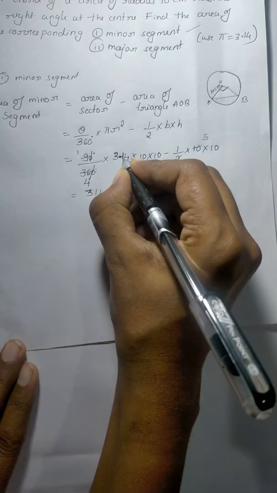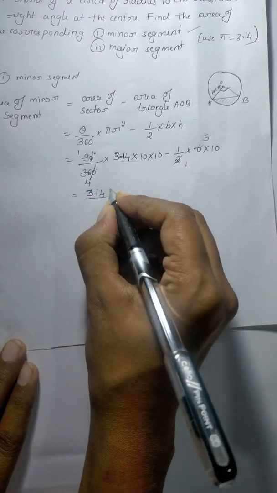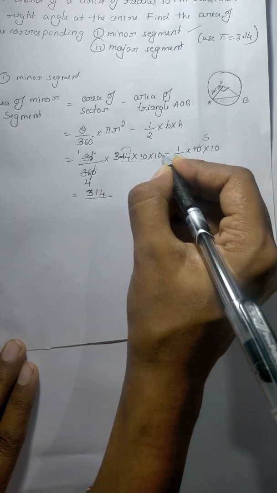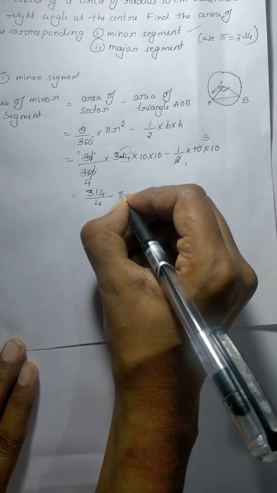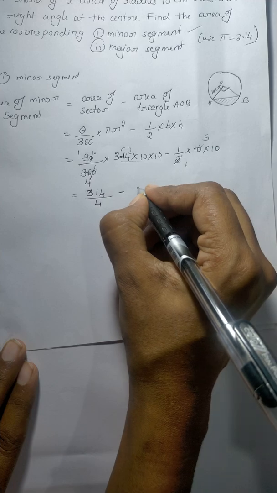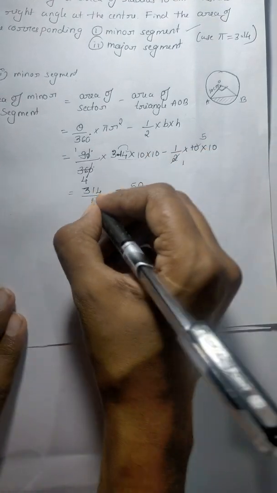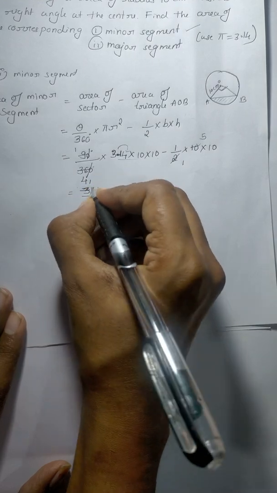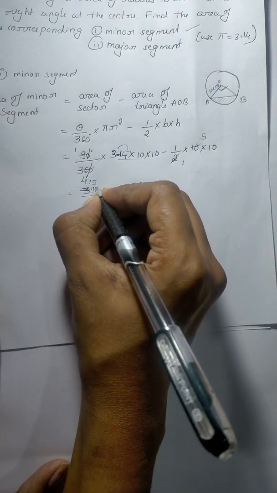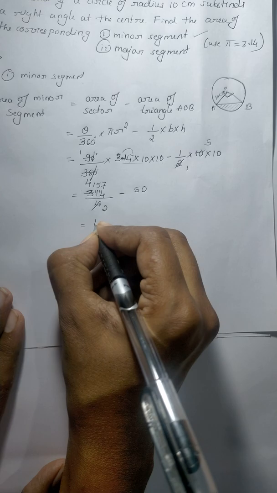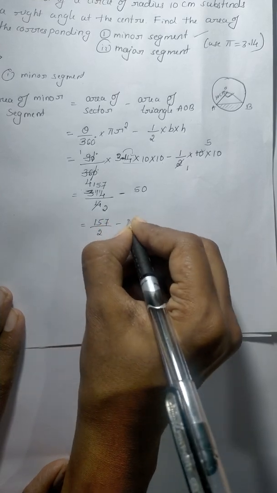314 I will write. So this will be multiplied, 314, the decimal shifted after multiplication by 100, divided by 4, minus 5 tens are 50. Now we can simplify: 2 twos are 4, 2 ones are 2, 1 remains, 2 fives are 10, then 1 remains, 2 sevens are 14. So what is remaining? 157 divided by 2 minus 50.